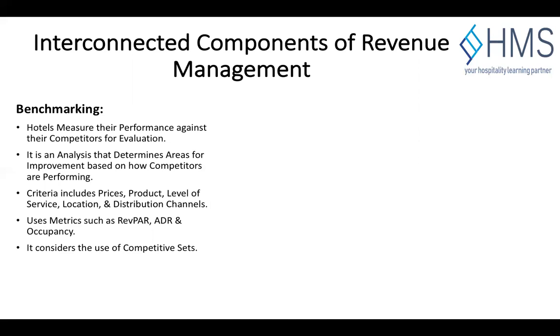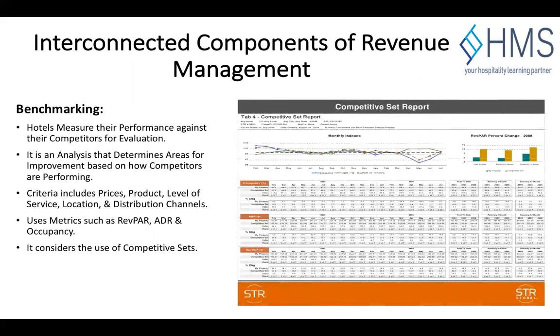So it could either be on the basis of location, if it's in the airport area, or on the category of luxury hotels within a radius of say 500 meters or 1000 meters. So this is how benchmarking is usually done. There are several parameters that are considered in benchmarking. This is a typical example of a competitive set report, where, as I mentioned, it uses metrics such as occupancy, ADR, and RevPAR percentage change. So this is what a typical competitive set report looks like.